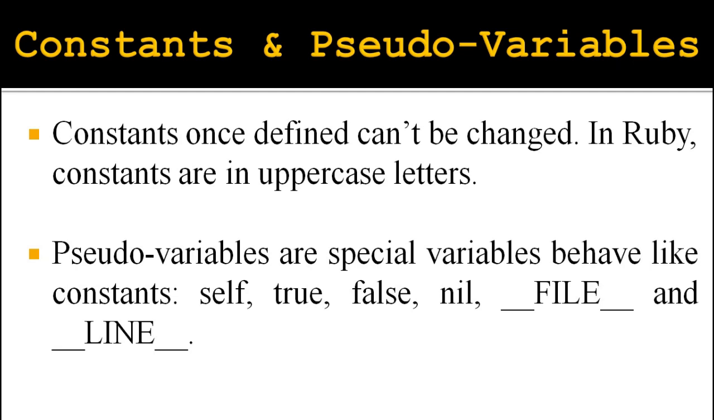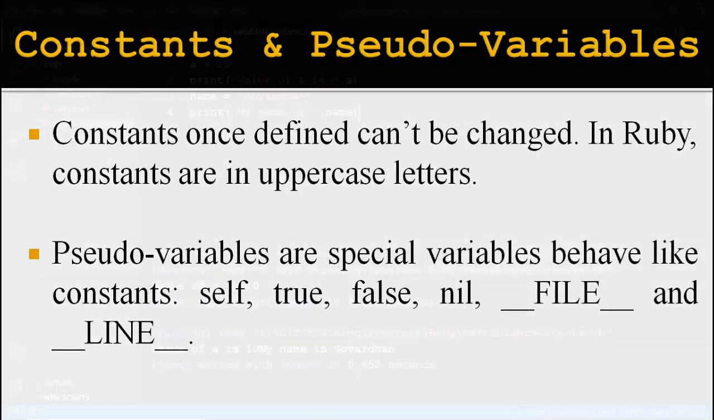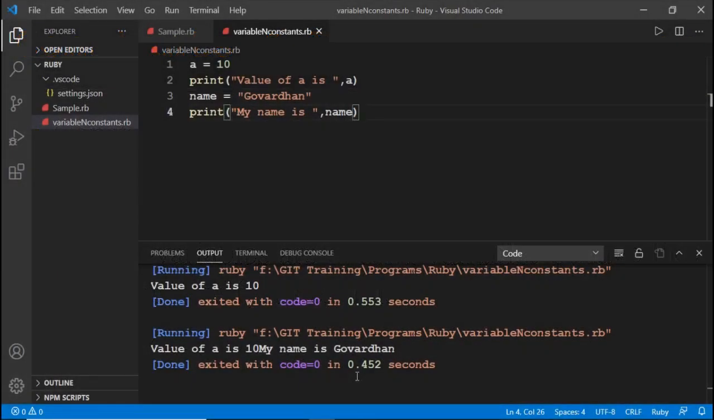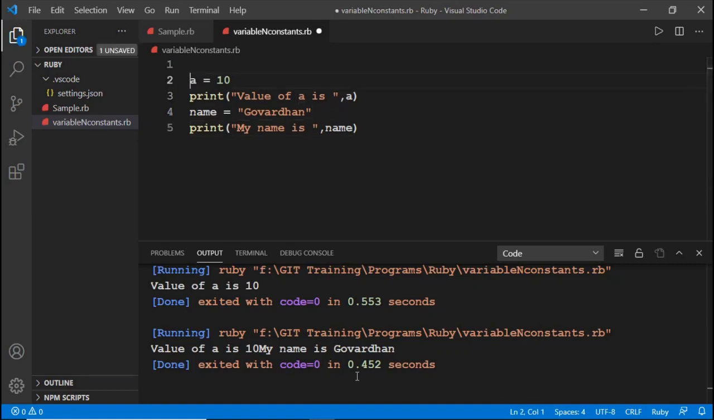Let us see how constants and pseudo variables are used in the program. Here self, true, false, nil are used as values. Now we are going to explain about file and line. Let us see how constants work in Ruby. Comment out these lines.